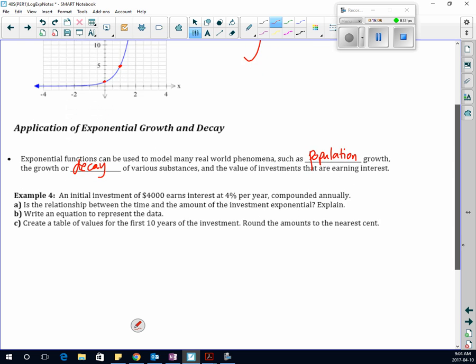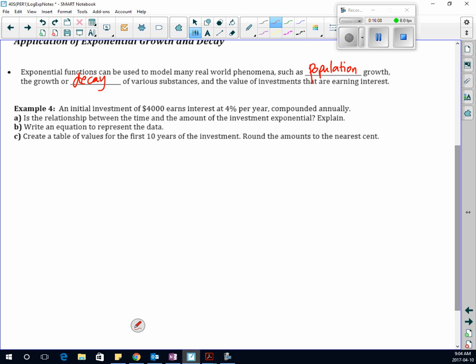Yeah. Another one is, and we'll do more about this later, but this is the first exposure. Just so you know, kids start learning this in grade 11 essentials. This same question: an initial investment of $4,000 earns interest of 4% compounded annually.